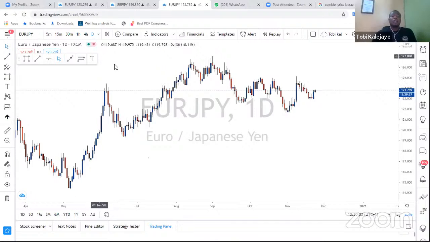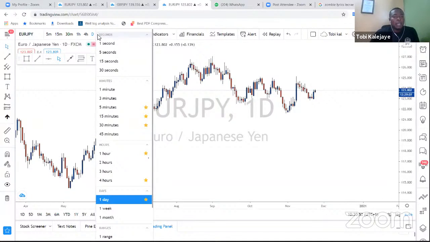The major thing is understanding the purpose of every candle that you are seeing. Every candle you see is explaining a particular duration. You need to pay attention to this, please. Every candle illustrates a particular duration, and that's based on the time frame that you set your chart to. For example, right here you can see all this timing: 1 second, 5 seconds, 15 seconds, 30 seconds, 1 minute.